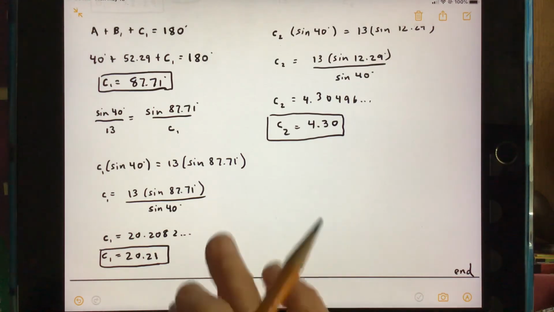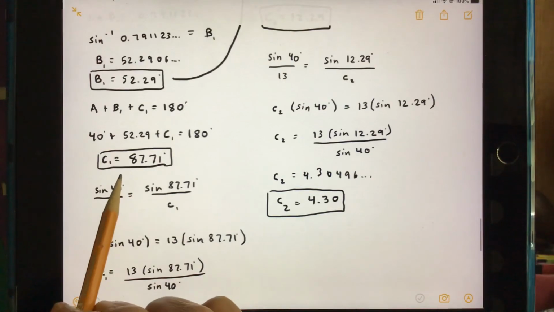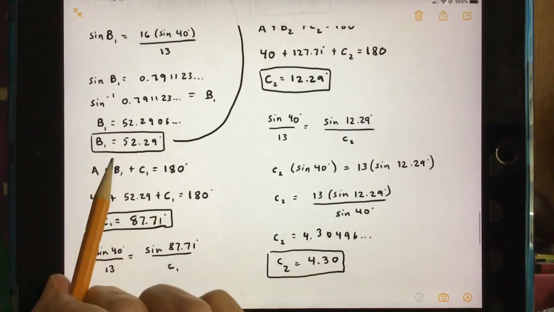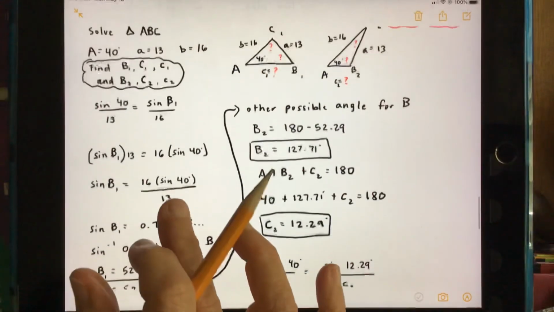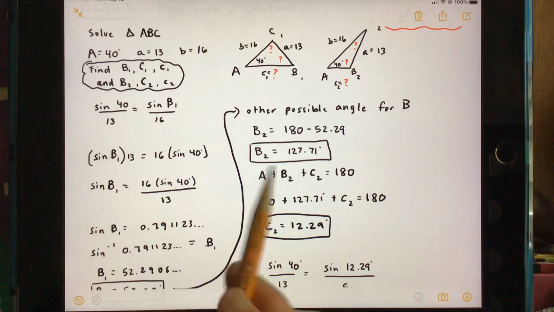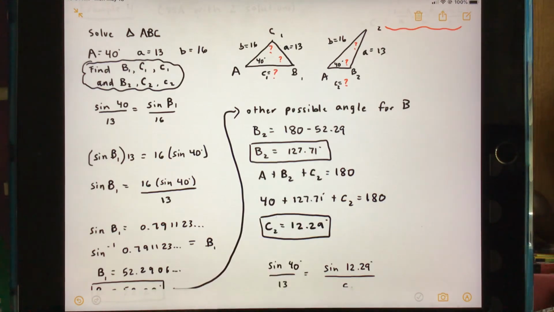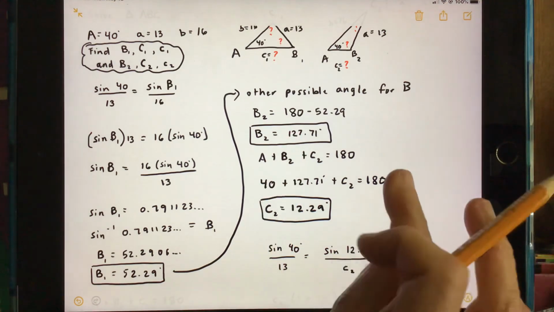So we have our first triangle all figured out. We have our length measurement C1, we have our angle measurement 87.71, and we have B1 52.29 degrees. What about the other possible angle for B? Well, our B2 could be 180 minus 52.29. You can always find that other possible angle measurement by taking whatever you got for your first angle, subtracting it from 180, and that'll give you another possible angle measurement.